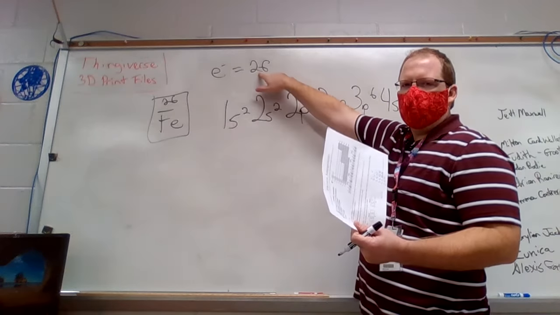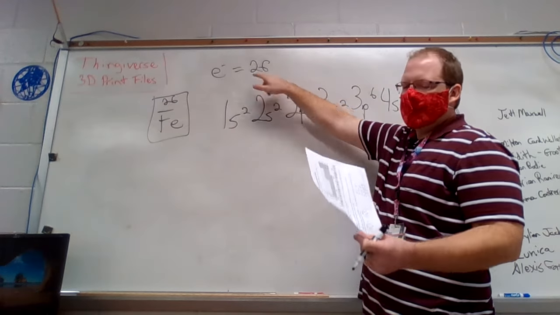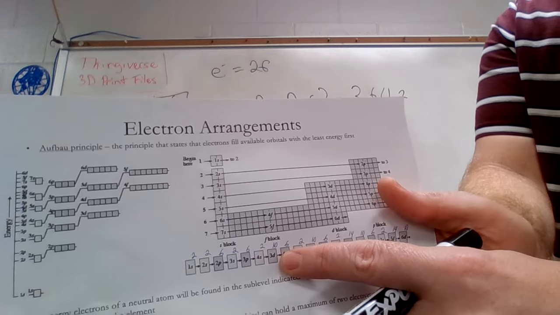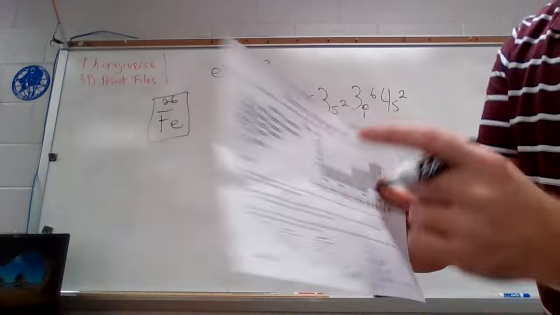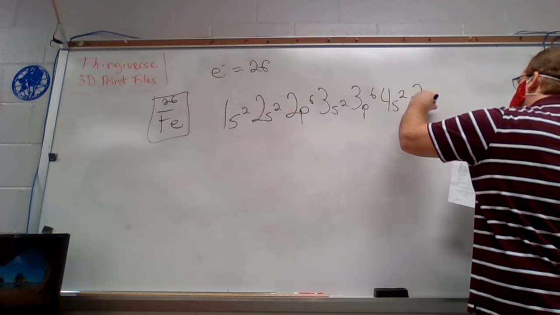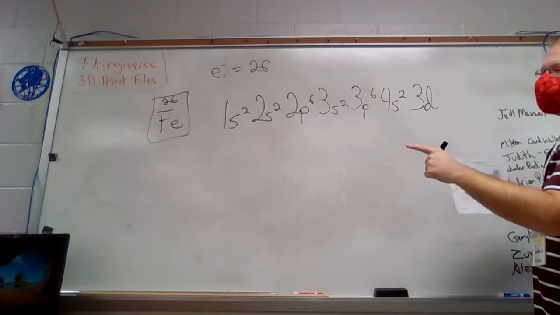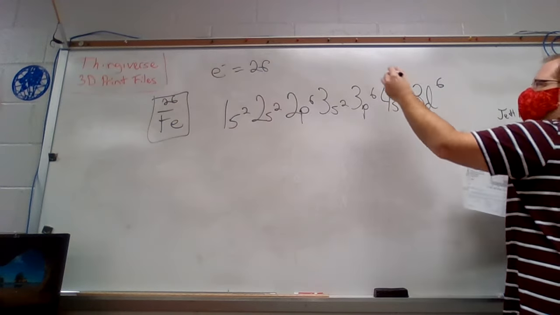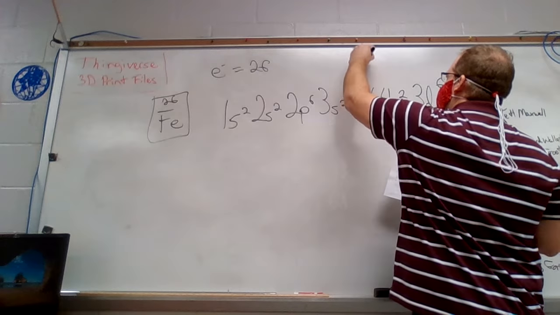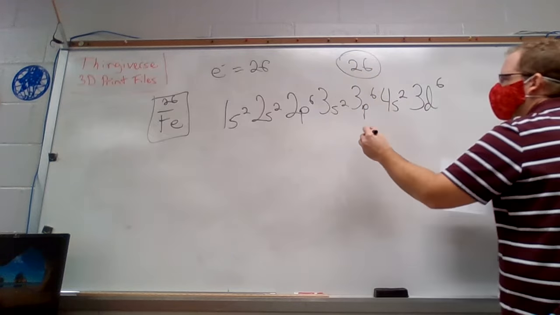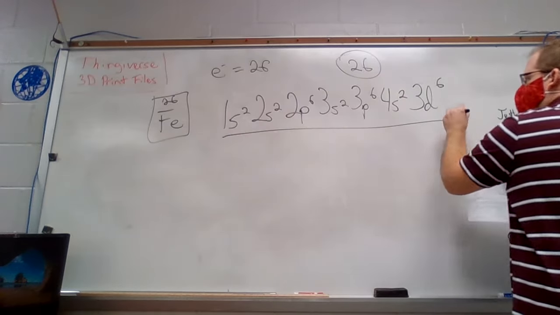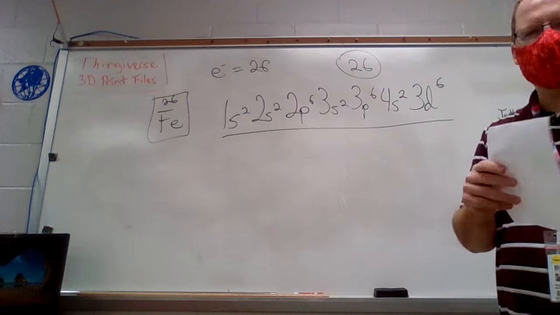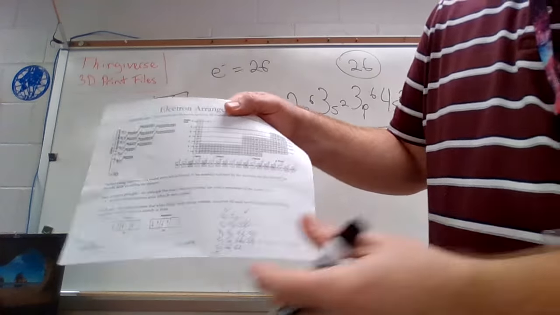We only need 6 more because we need to get to 26. So I'm not going to put all 10 of these 3d electrons here. I'm going to stop at 6. And so when I write my 3d, d can hold up to 10, but in this case, it's not going to hold all 10. It's only going to hold 6. So now if I add up all these electrons, I have 26 electrons, and this is my electron configuration for iron.